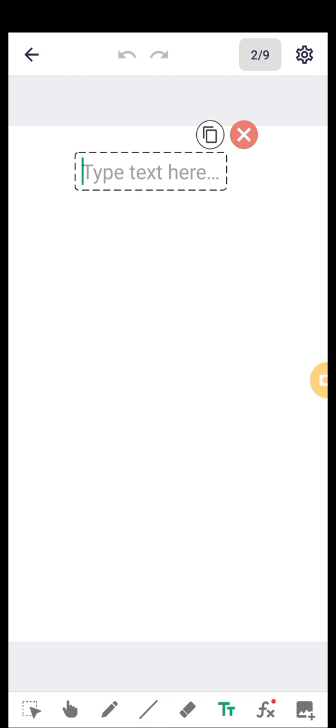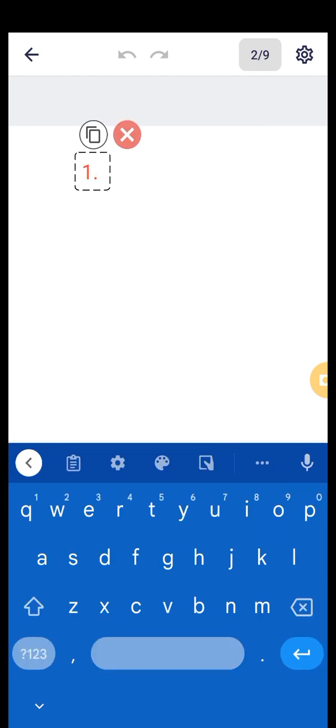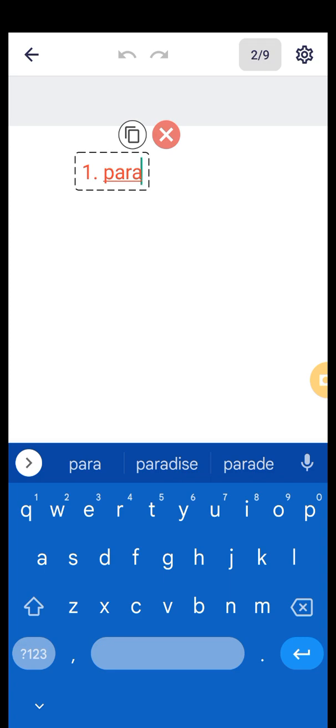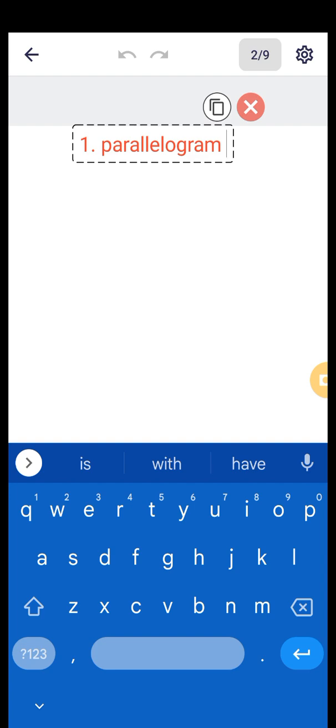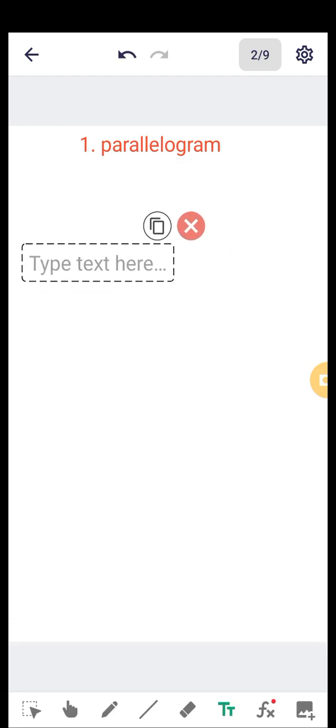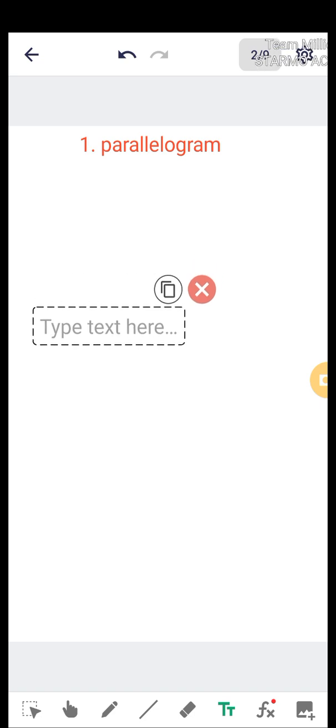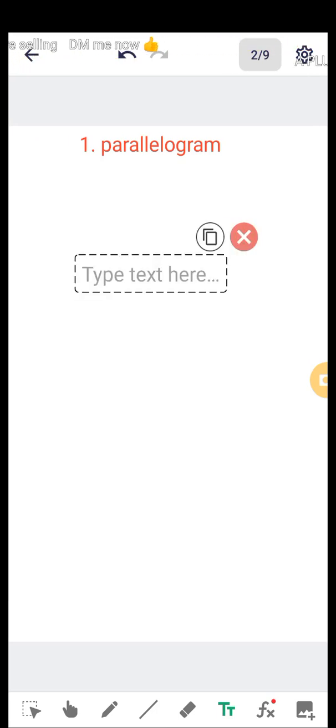So let's start with number 1, the parallelogram. Mainly the parallelogram is the one which we'll be using to solve problems. So each one of us needs to understand the idea behind the parallelogram.